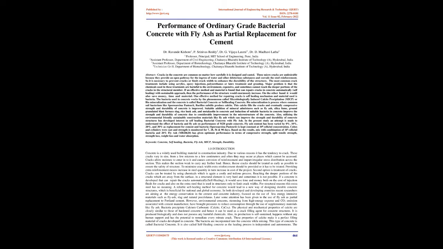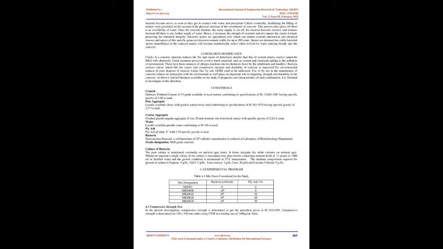In the present study, an attempt is made to understand the effect of bacteria and fly ash on the performance of M20 grade concrete. Fly ash content has been varied by 0%, 10%, 20%, and 30% as replacement for cement, and bacteria, Sporosarcina pasteurii, is kept constant at 10^6 cells/ml concentration. Cubes and cylinders were cast and strength is monitored for 7, 28, 56 and 90 days.